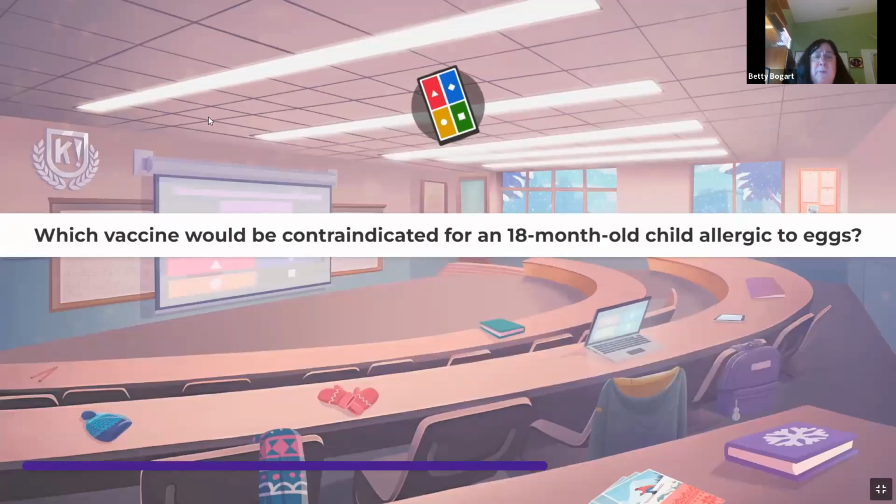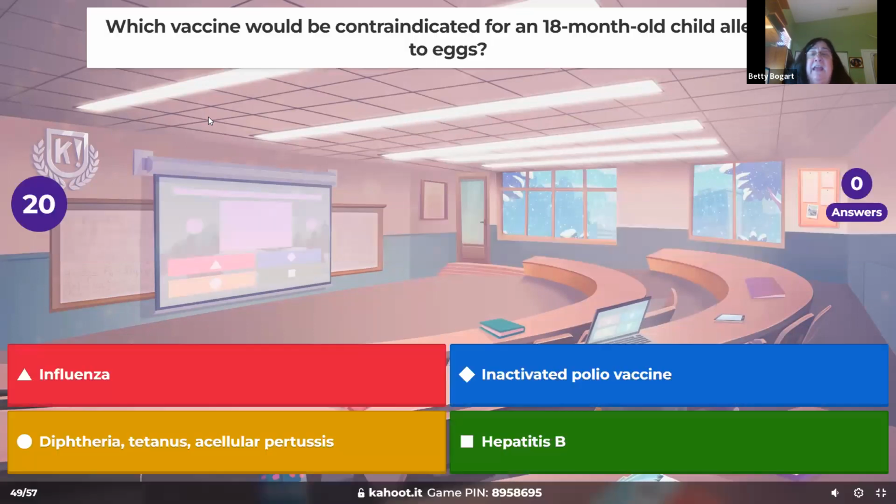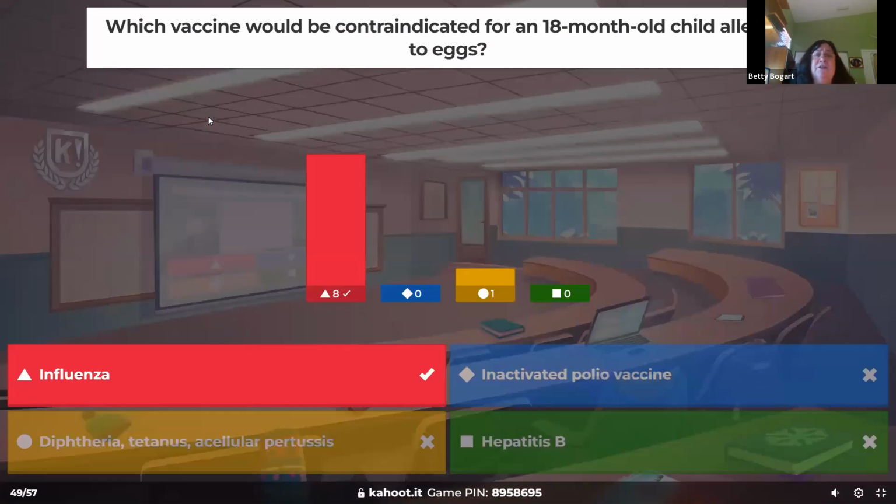Which vaccine would be contraindicated for an 18-month-old child allergic to eggs? We know live vaccines are contraindicated for those that are immunosuppressed or on steroids. Egg allergies is influenza. Very good.